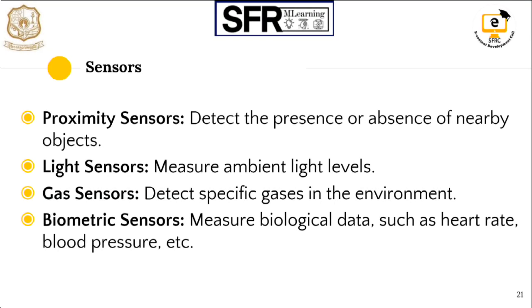And the fourth one is the proximity sensors. It is used to detect the presence or absence of nearby objects. By comparing the distances, it is able to detect whether the object is present or not. The next one is the light sensors. The light levels will be measured and passed to the microcontroller. Gas sensors are used even in the kitchen. We can detect whether the gas flow is in the right way or whether it is exceeding.